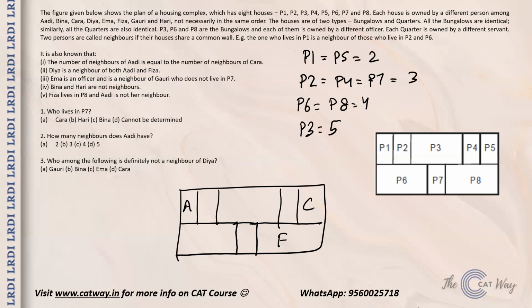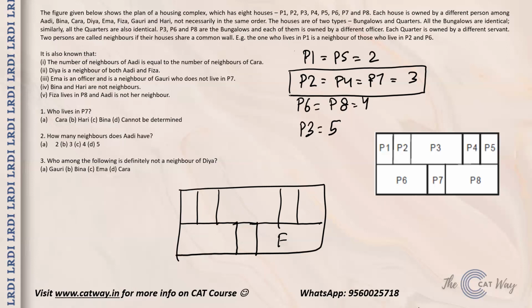Acha, then it says that Diya is the neighbor of both Adi and Fiza. Okay, let's say Diya comes over here. She is a neighbor of Fiza but not of Adi. Here also she is a neighbor of Fiza but not a neighbor of Adi. Here as well the same thing is happening. Here she is a neighbor of Adi but not of Fiza, and here also the same thing is happening. That means A and C cannot occupy these positions, right? So A and C are going to occupy one among these positions, right?